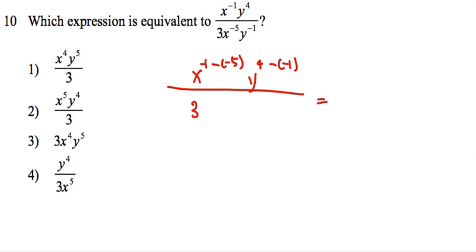Then here, negative negative becomes positive. So negative 1 plus 5 becomes x to the fourth. Negative negative becomes positive. So here we have y to the fifth over 3. So that becomes our answer, which is choice 1.